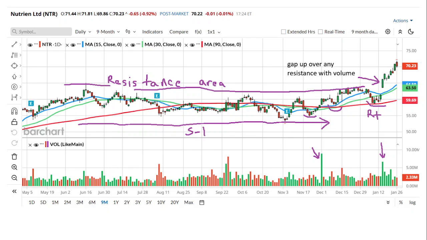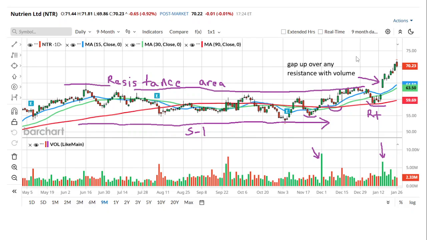Now here's that same company only in a daily chart over a 9-month time frame. You can see on this chart you have this resistance area here, and then it finally breaks out over that resistance area to new highs. You can see a support area down here in stage 1. You can see some volume spikes where this volume spike preceded this higher low. And then you've got another volume spike here with a breakout. And when this broke out, there's no resistance left on this chart.